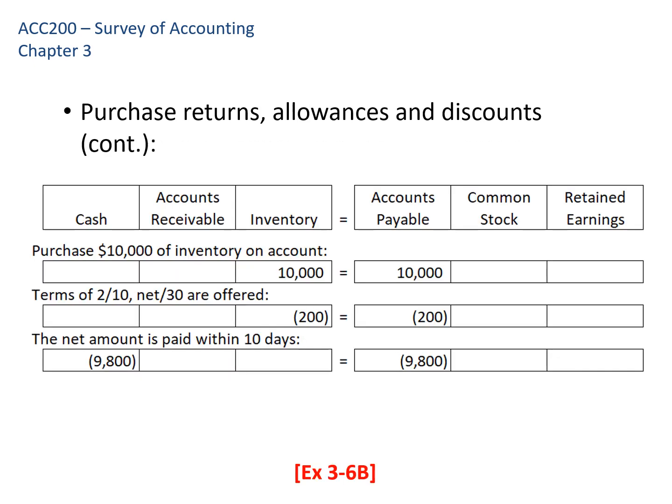So the way that looks here is we purchase inventory. Again, the $10,000 inventory goes up, accounts payable goes up. They offer us 2/10 net 30 terms. So if we pay within 10 days, we reduce the cost of our inventory by 2% or $200, reduce accounts payable by that amount, and then we pay the net amount within the 10 days, the $9,800, which reduces cash and reduces what we owe the supplier.